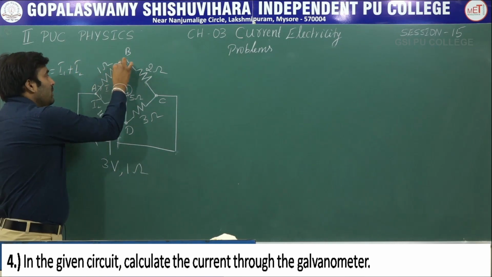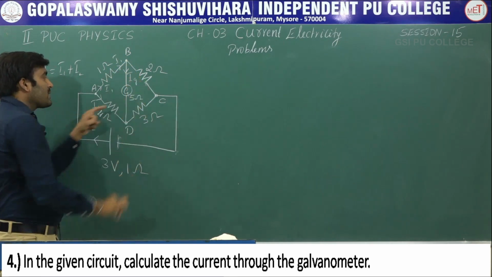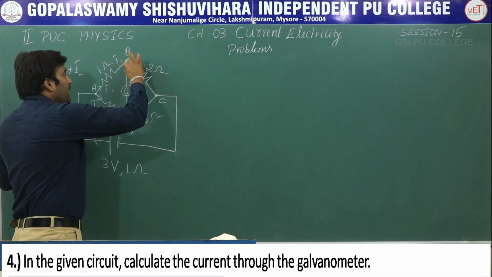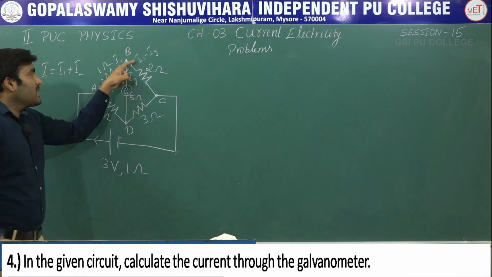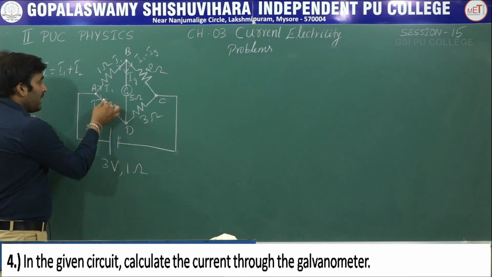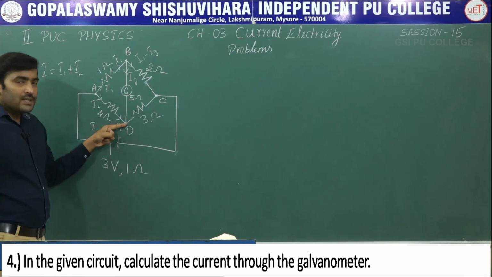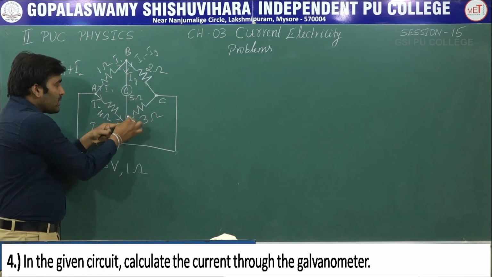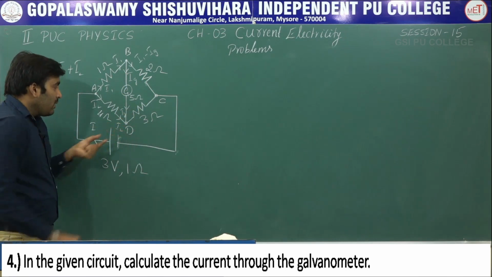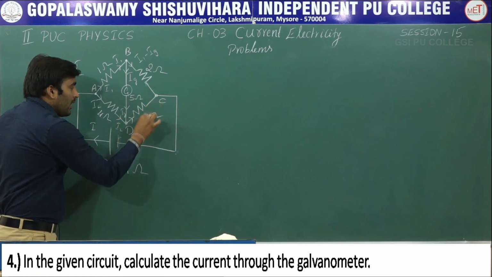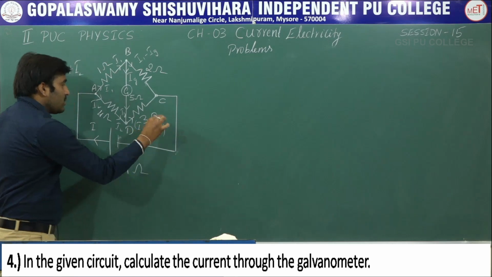Now, at this junction, if I1 is the current entering and Ig is the current through this galvanometer, then this must be equal to I1 minus Ig. And again here, current I2 is coming towards this D, and Ig is also entering into the junction D. Therefore, at this junction the current through this resistor must be I2 plus Ig. So this is the situation.